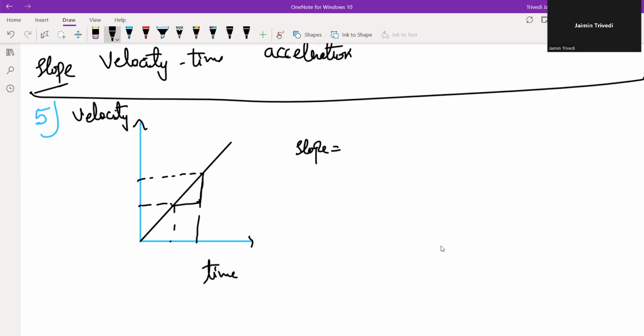So let's take 20, 30. I like these values, 3, 2. So 30 minus 20 by 3 minus 2, which is 10 by 1. 10 meter per second by second. Square. It is 10 meter per second square.